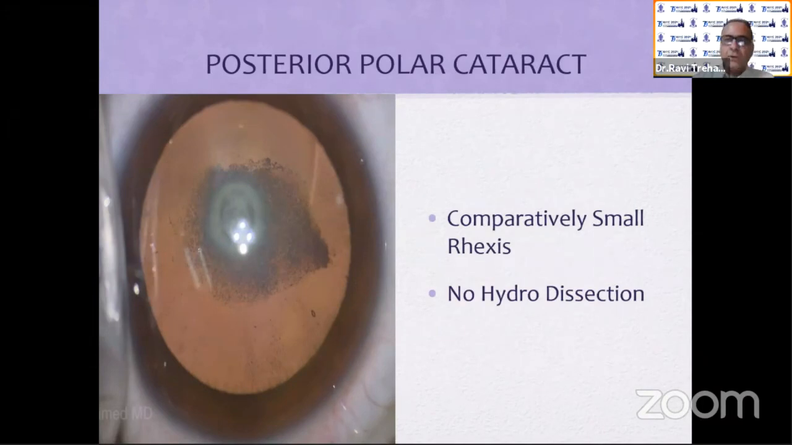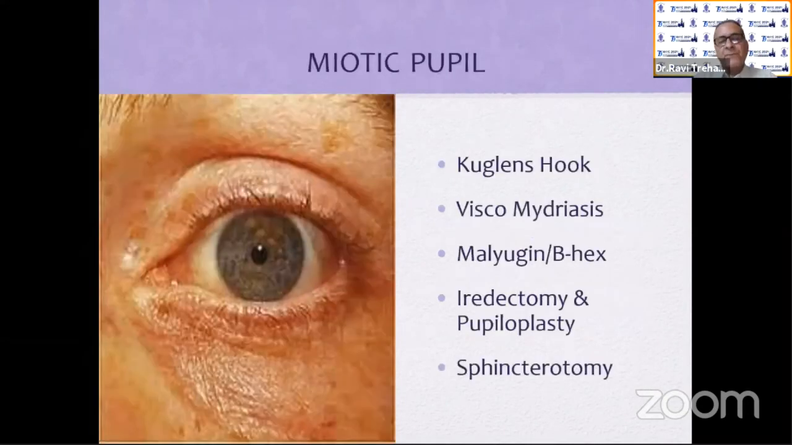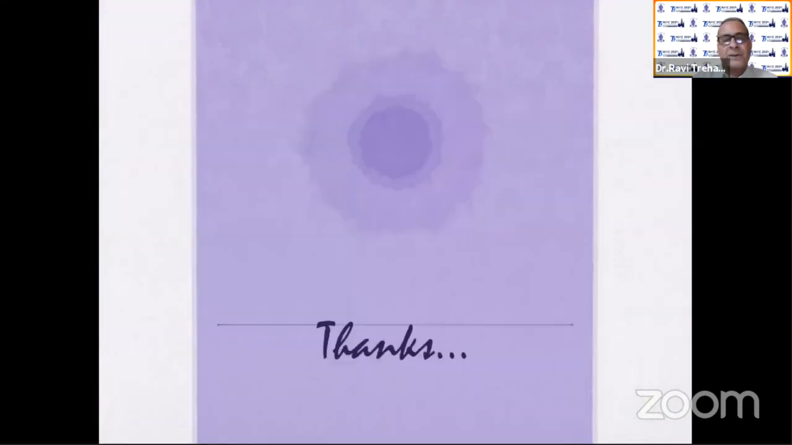Preferably, one should not do hydrodissection, although Dr. Vindra has just started doing hydrodissection in PP also, but we generally avoid it. For deep and sunken eyes, prefer temporal site, extension at the neck for good exposure. For myotic pupils, Coughlin hook, viscomydriasis, Malugan B-hex, iridectomy, and sphincterotomy.